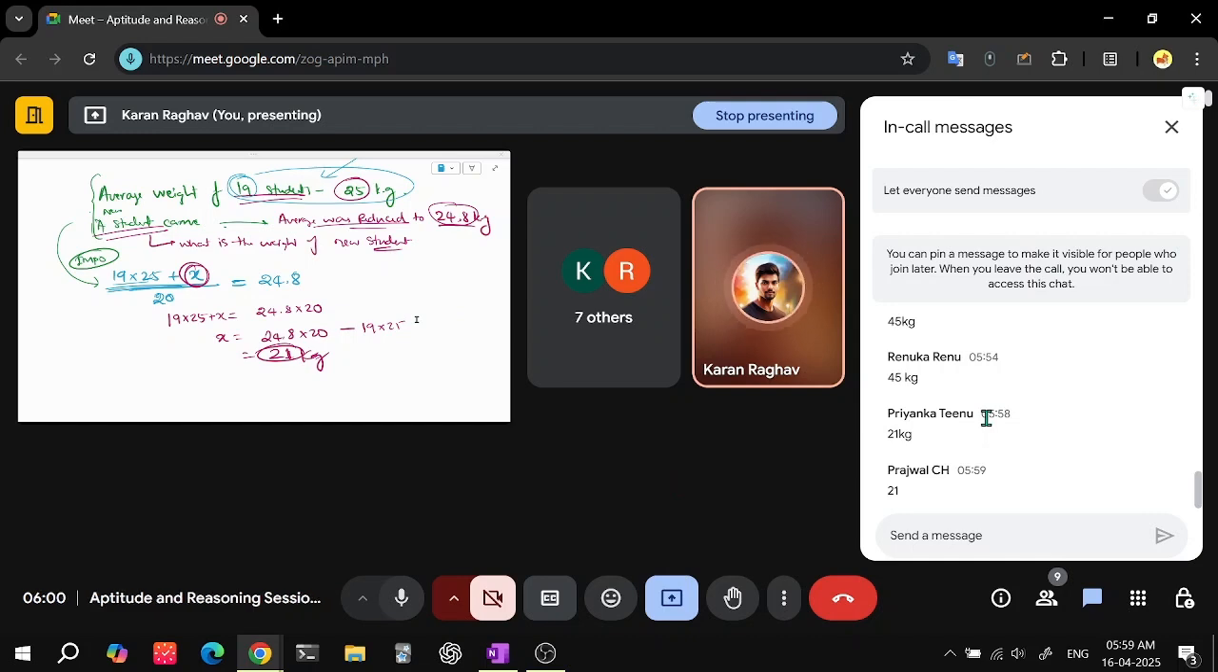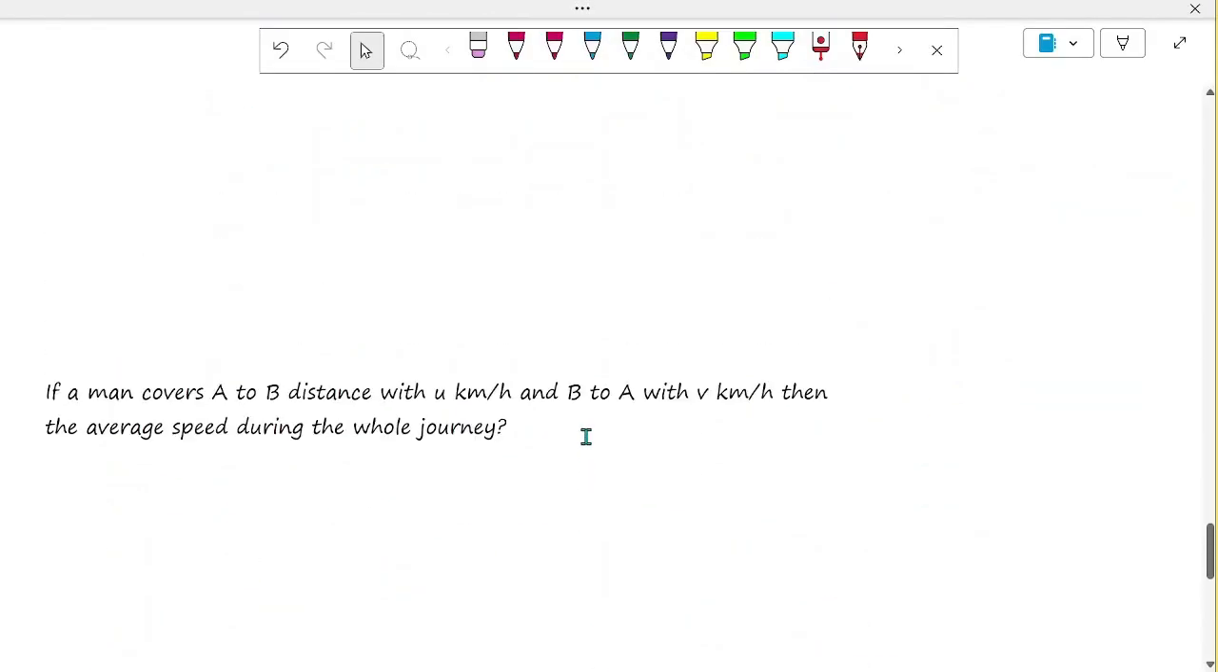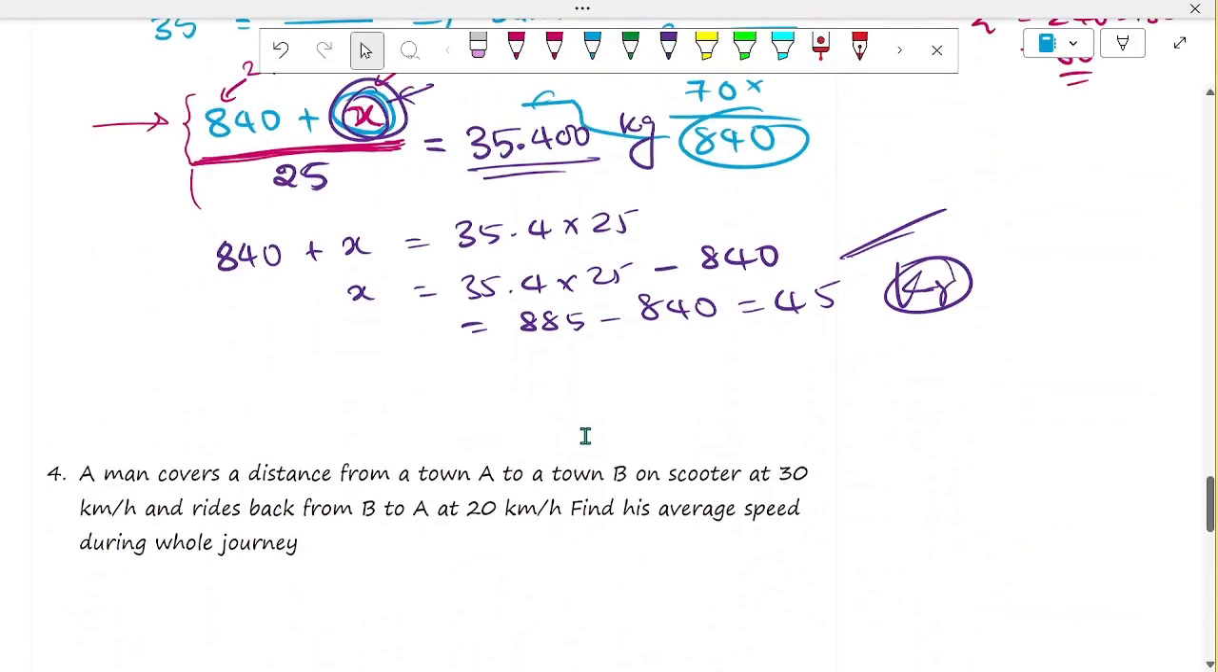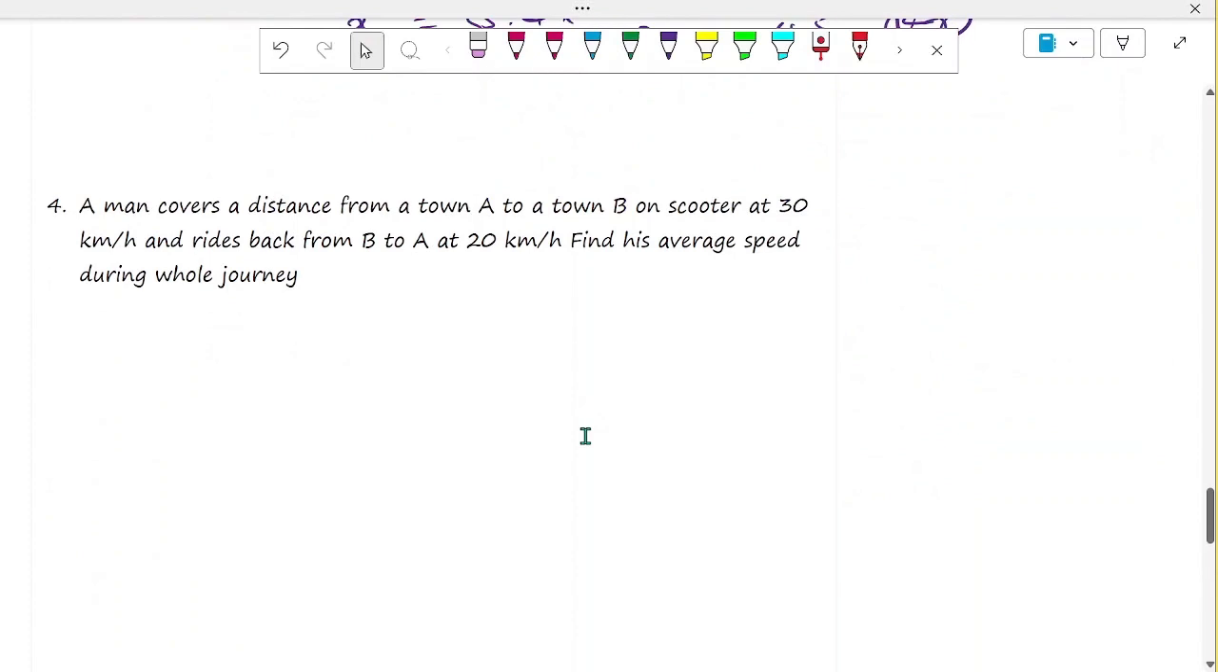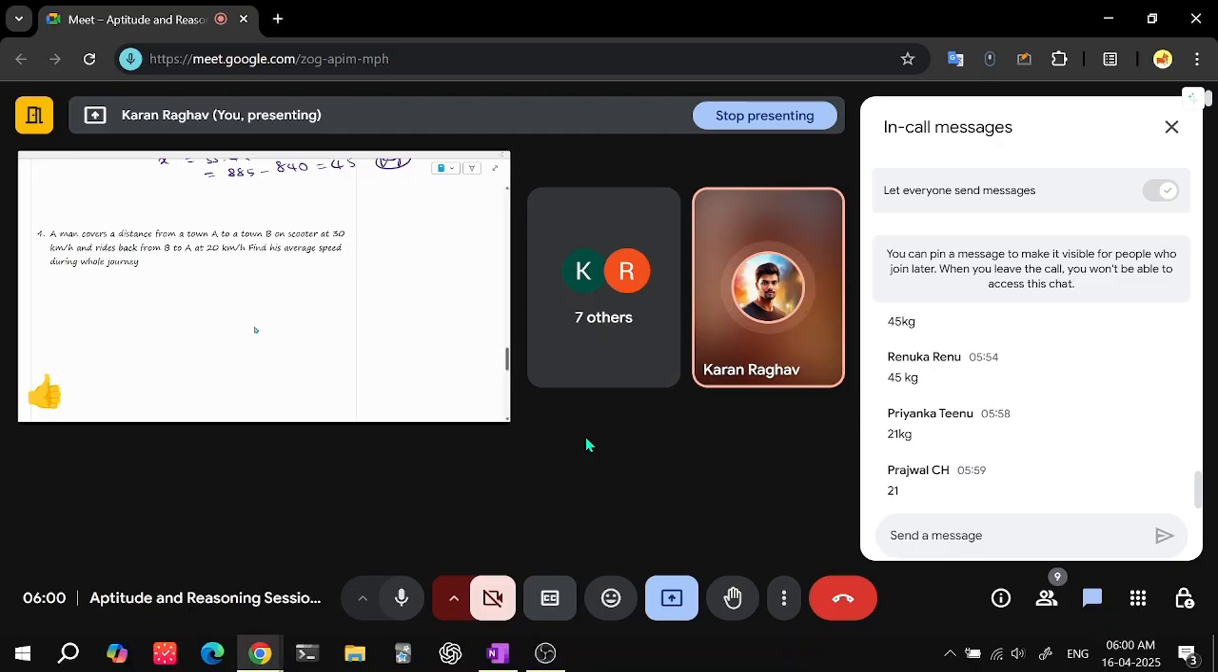If you have understood, just give a thumbs up, and then we'll solve the next question tomorrow. This is a very interesting question. For this, you will require knowledge of speed, time, and distance also. I'll teach that also in the next class.